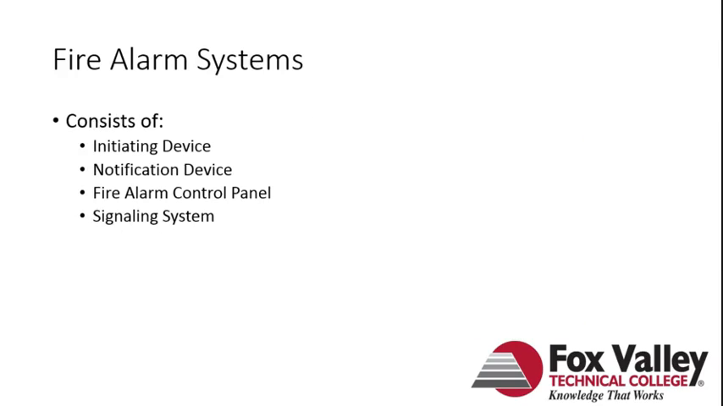So that's all the detection system. And then we start getting into the fire alarm itself. And the fire alarm takes the initiating device, the notification device, the fire alarm control panel, and the signaling system. And that all goes together as part of the overall fire alarm.